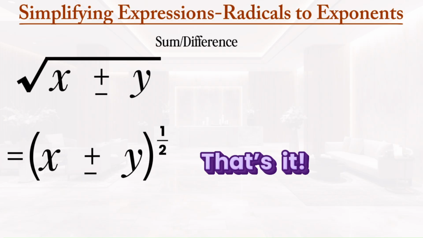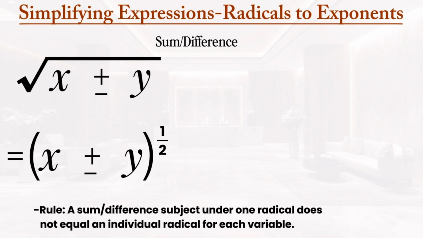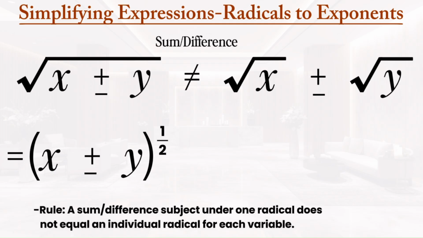Let's see why. Based on the sum difference rule, the square root of x plus or minus y is not equal to the square root of x plus or minus the square root of y. The x and y value do not get their own radical symbol. Therefore, the same conclusion must be made with its fractional exponent. X plus or minus y to the power of 1 over 2 is not equal to x to the power of 1 over 2 plus or minus y to the power of 1 over 2. The 1 over 2 exponent is not to be shared among the x and y separately if they are being added or subtracted.